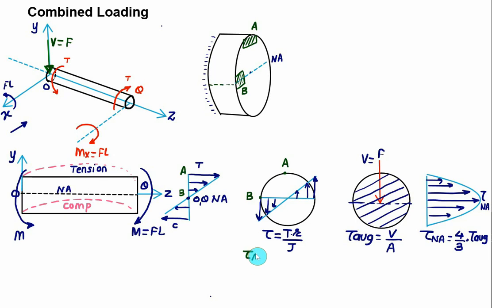So this time we have tau A is the same as tau B. Since both are on the outer fiber, we have T multiplied by radius capital R divided by J. And this one is the neutral axis in the case of average shear. So this point represents A, where the contribution of the shear stress will be 0, and this point is representing B, where on the neutral axis the shear stress will be equal to the shear stress at neutral axis, which is the same as 4 by 3 of tau average, that is 4 by 3 of V by A.